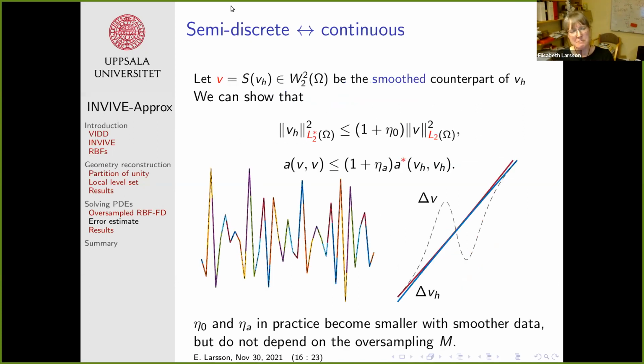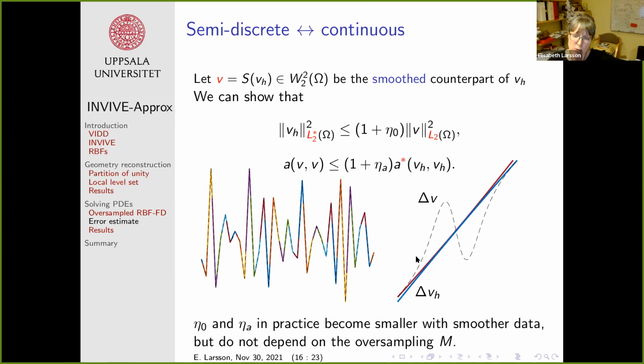And then we need to go from the semi-discrete to the continuous. And this is another type of difference. So we have a piecewise continuous function, and we smooth this function. So for now, S is a smoothing operator that creates a smooth function, which is in the Sobolev space that we need. And well, we don't do this smoothing for real when we implement the method, but we do it theoretically to prove the point.